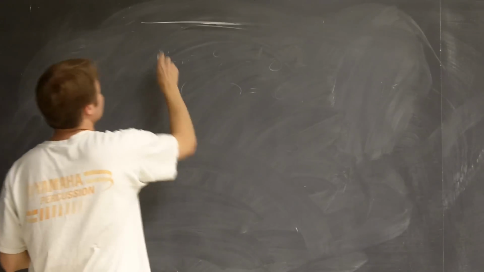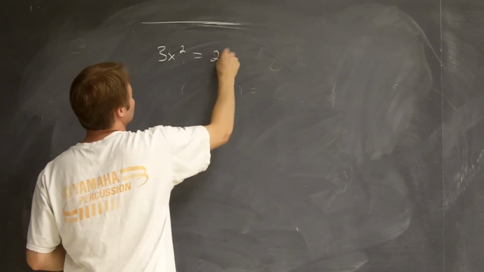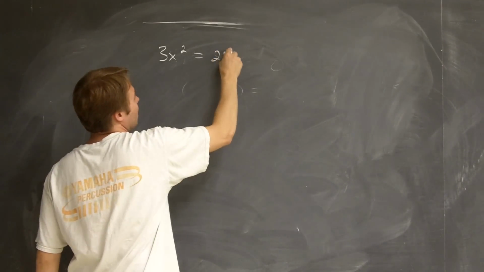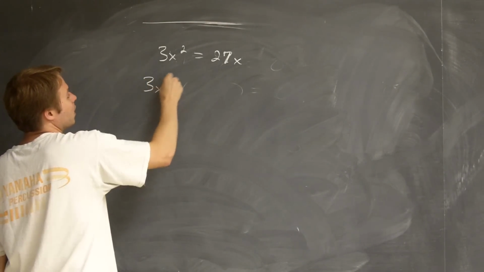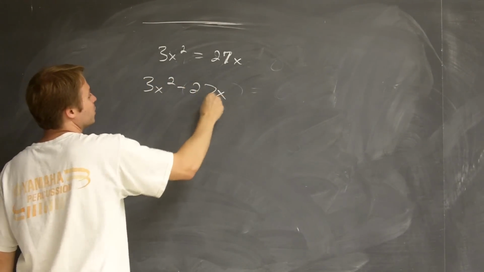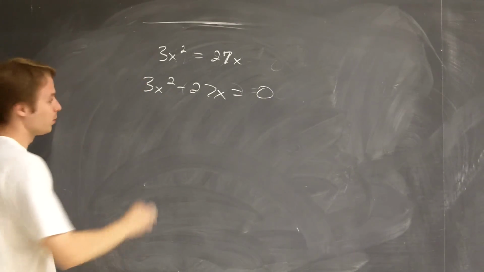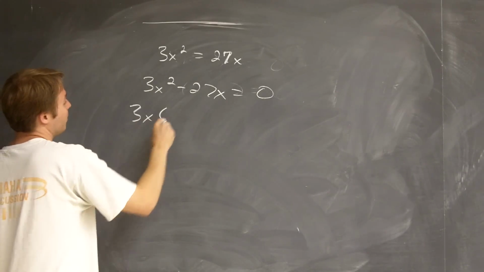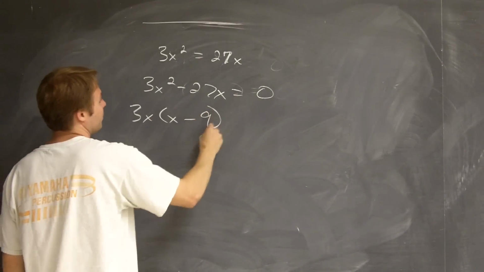What about this one? This is also one where it's easy to make a mistake. 3x squared is equal to 27x. In this case, I would subtract over the 27x first to get it equal to 0. So just do some equation manipulation. And now you can factor a 3x out of both of these terms. So that will leave me with an x here and then minus 9 here.